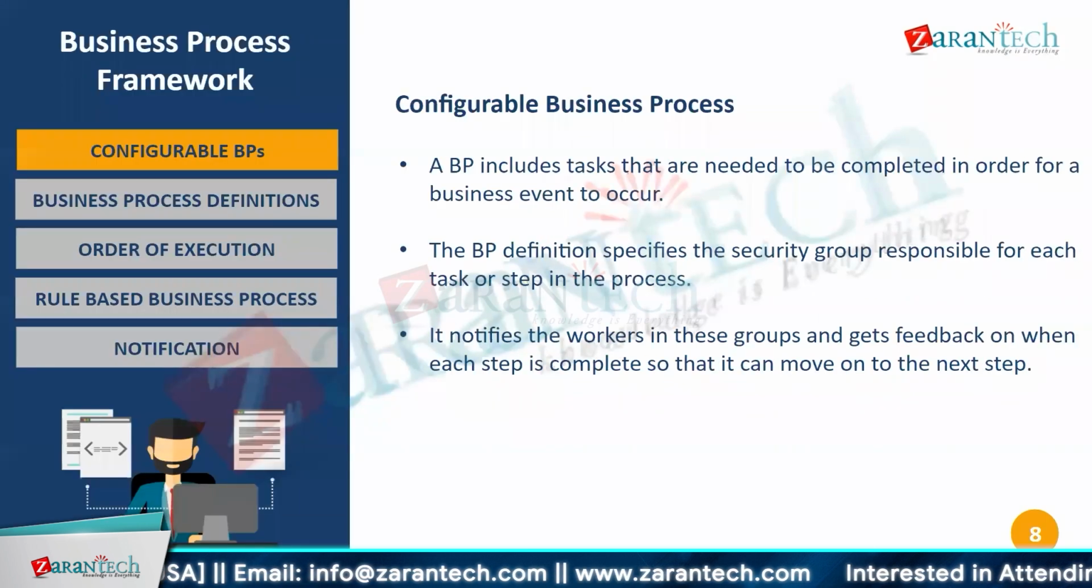So a configurable business process includes tasks that need to be completed in order for a business event to occur. The business process definition specifies a security group responsible for each task or step in the process. It notifies the workers in those groups and gets feedback on when each step is complete so it can move on to the next step.